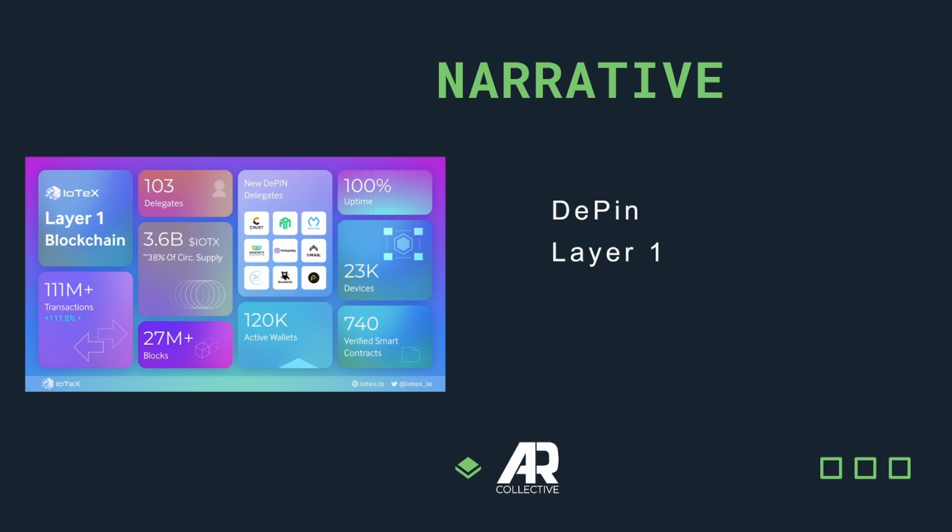Narrative, like we just talked about, right? Next to IOTEX being DePin focused, it's also a layer 1. So what does that mean? They have their own wallet that you can interact with. People can also potentially launch meme coins on IOTEX, which can bring users, right? But of course, their number one narrative at this moment is DePin.